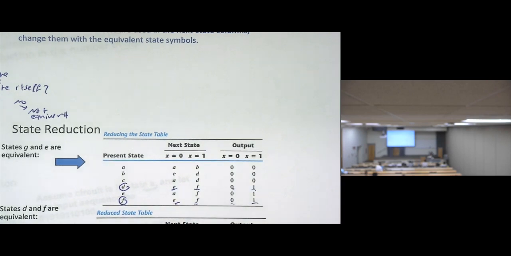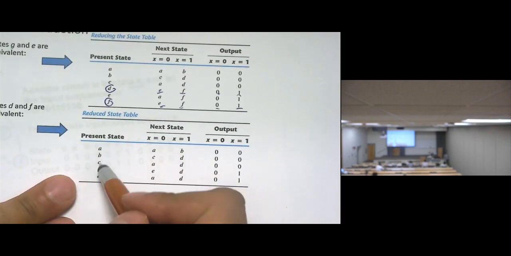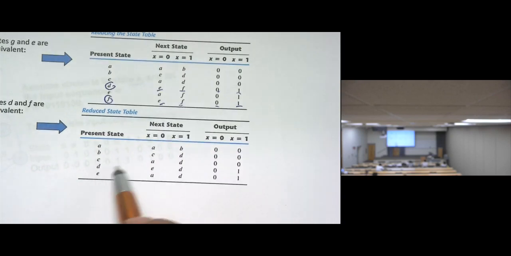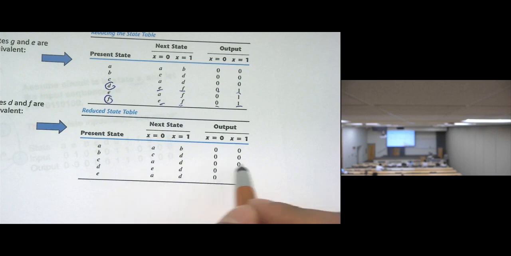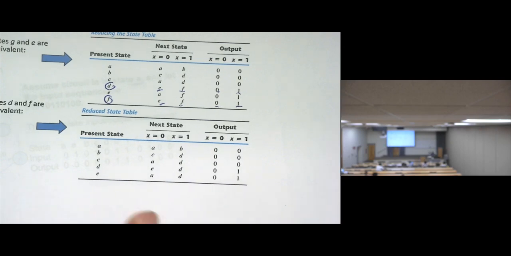Okay? Then let's remove F and replace every F by D. Then do the next simplification. We have A, B, C, D, E, and here every F will be replaced by D. Let's have a look here. Is there any equivalent circuits? Is there any 0, 1, 0, 1 between E, D, A, D? No. 0, 0, 0, 0, there is none. So this is the lowest reduced state table. Okay?